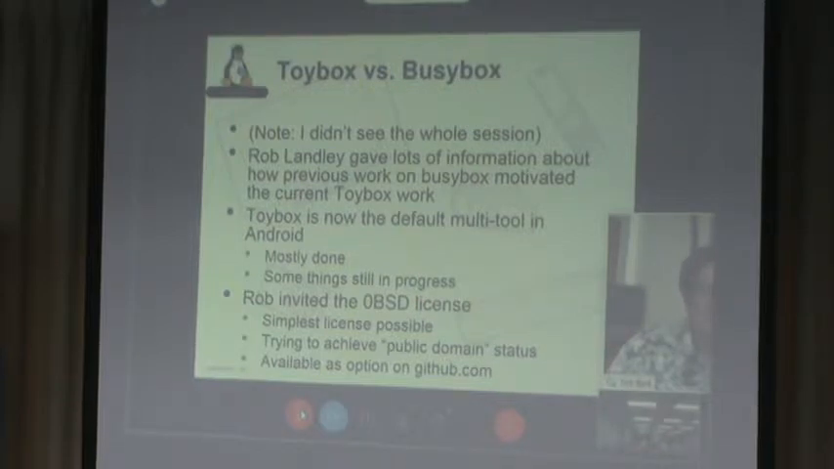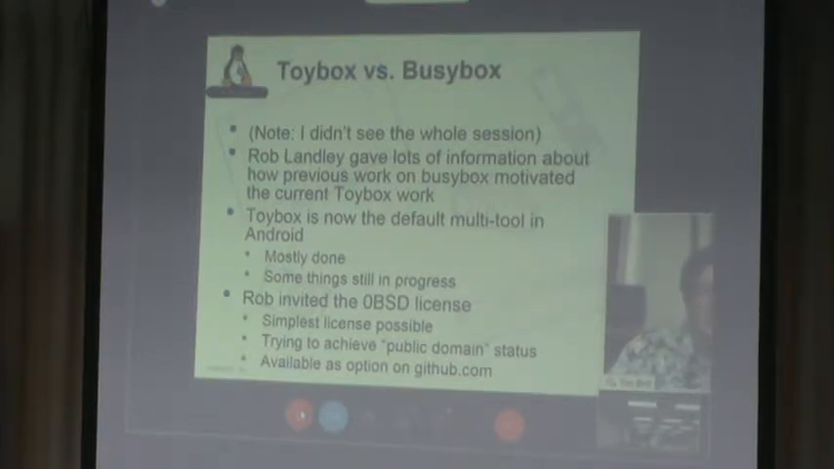To get around this problem with the license, Rob actually invented a new license called the Zero BSD license. It's like the Berkeley Software Distribution license, the BSD license, which comes in several different flavors, the three-clause Berkeley license or the four-clause Berkeley license. Rob went the other way and simplified it even more and made something that they call the Zero BSD license. He tried to do the simplest license possible, basically having a license on the code, but trying to achieve public domain status. And the license is actually available as an option on GitHub, so he was fairly successful in creating a new license. Pretty interesting. And that's the license, obviously, that Toybox is under.